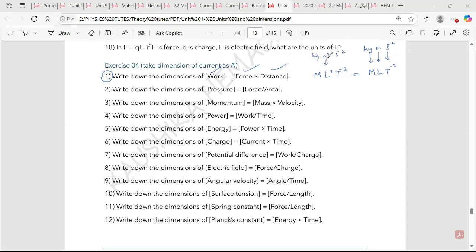So m squared is L squared, right? Into distance. Distance is L, right? It's a length, no? So you get on the right hand side ml squared t minus 2. Left hand side also ml squared t minus 2. So left hand side equals right hand side. Okay. Do the second one. Send your answers in the chat.